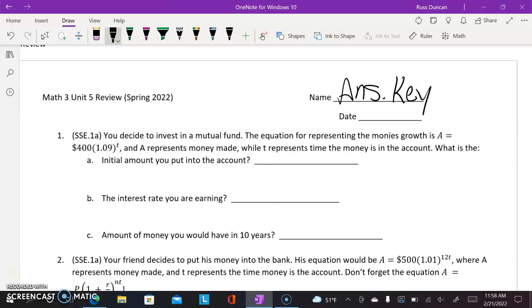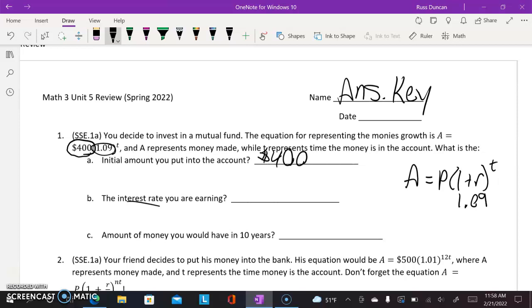All right. So with the first question, what's the initial amount? Well, remember when we're talking about exponential equations, this is my initial amount. So the $400, that's all we've got. So that was a quick one. Now the interest rate's a little trickier. So remember that our equation looks like this: A equals P times (1 plus R) to the T. Well, your issue here is 1.09 is what's in parentheses here.